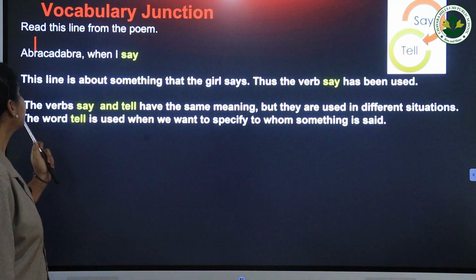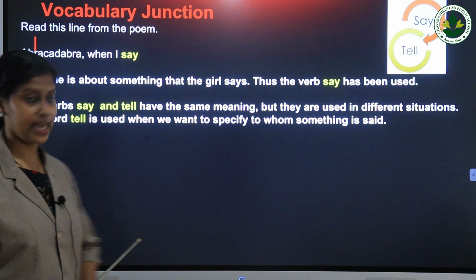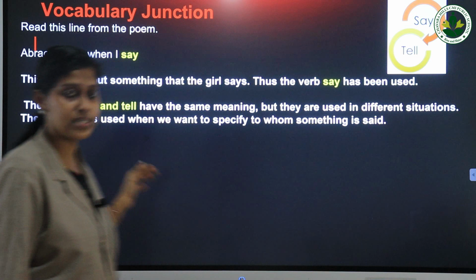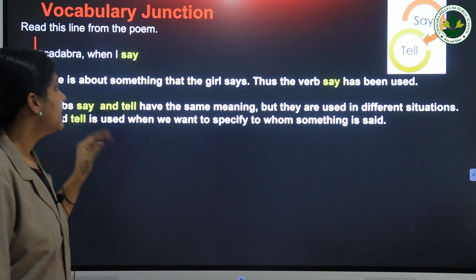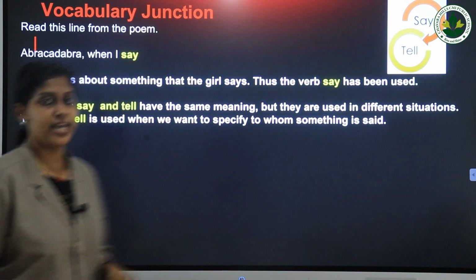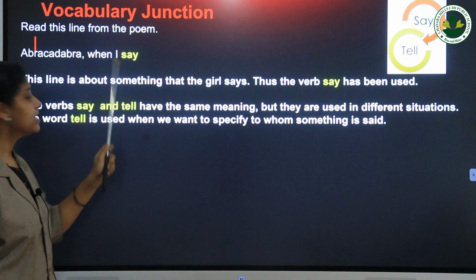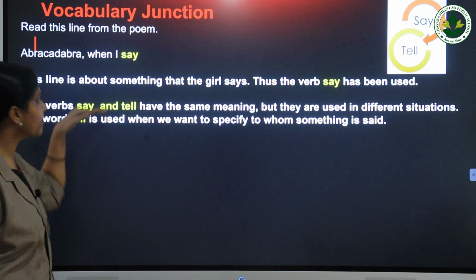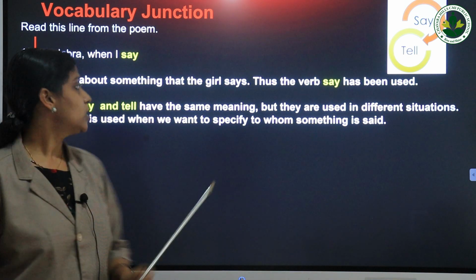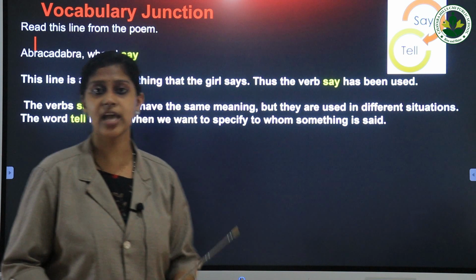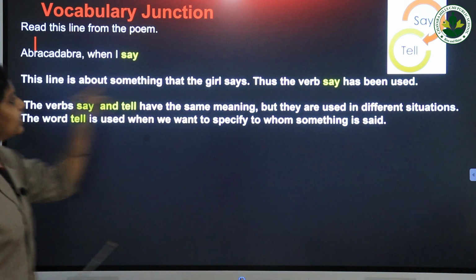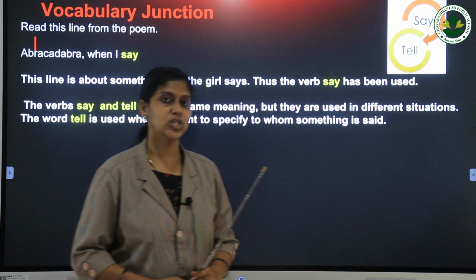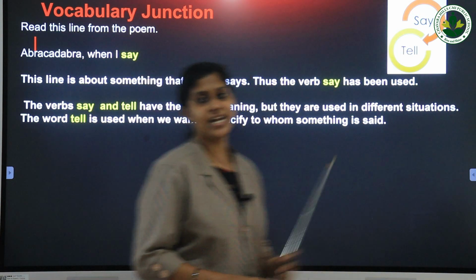This line, abracadabra when I say, is about something that the girl says. Thus, the verb say has been used. Here you can see the verb say. A verb means an action word, and this line is about something that the girl says. So the verb say has been used here. Look at the left side of the screen. Here you can see a picture. What is written in that picture? Yes, say and tell.